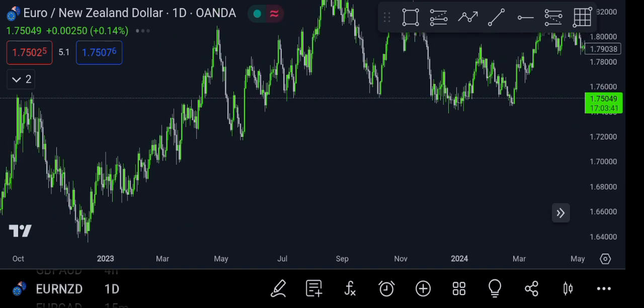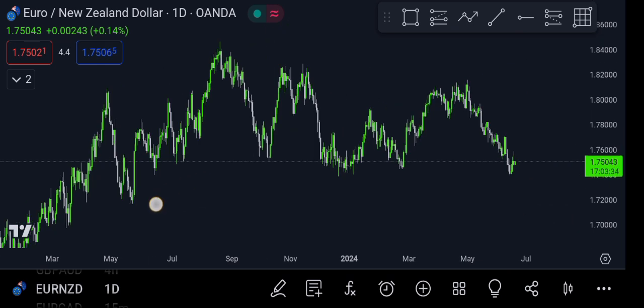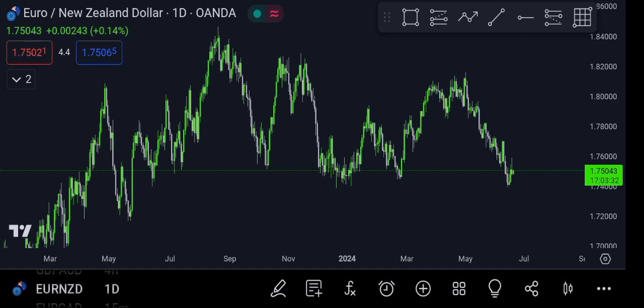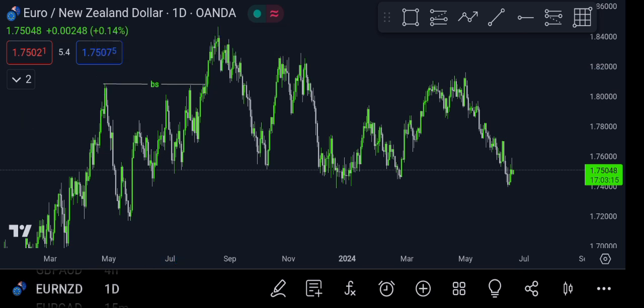market has been printing higher highs and higher lows. So all we have to do is to mark our current market structure. We have to mark our current market structure. So looking at this here, this was our last break of structure from the daily time frame guys.